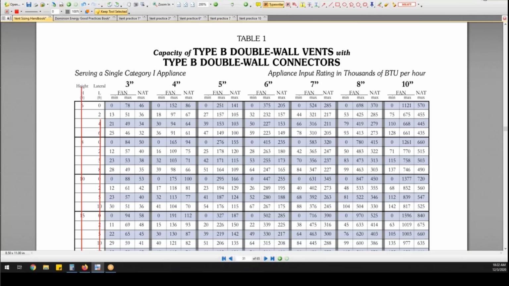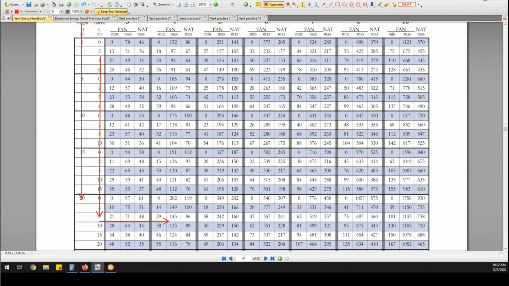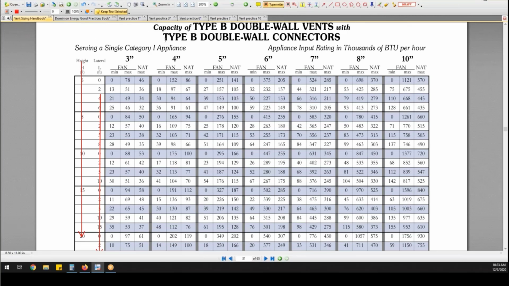Okay. If it wasn't for the reduction I had to take, I could have done it in 3", but because of the extra elbows, when I took the reduction here, it didn't give me enough. So I had to move up to the next size. So now we know we can do the whole thing in 4" B vent. Connectors would all have to be B vent.